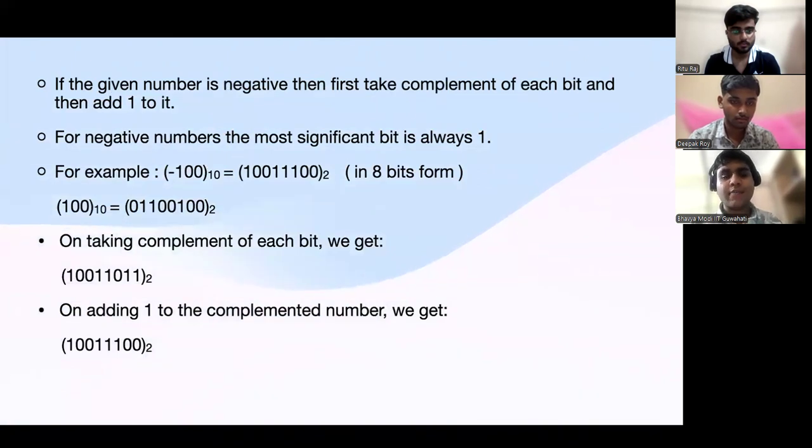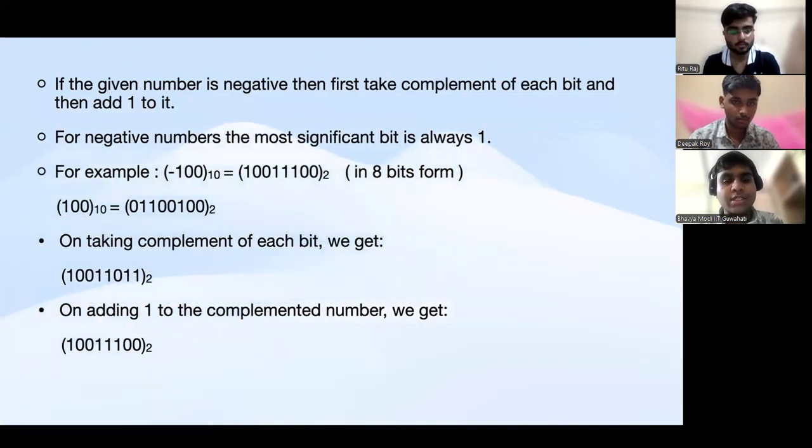How is it derived? We have seen that 100 base 10 is equal to 01100100 in base 2. Now we are going to take complement of each bit. Now we are getting 10011011 in base 2. Now we are going to add 1 to the complemented number. Now we are getting 10011100 in base 2, which is minus 100 in base 10.